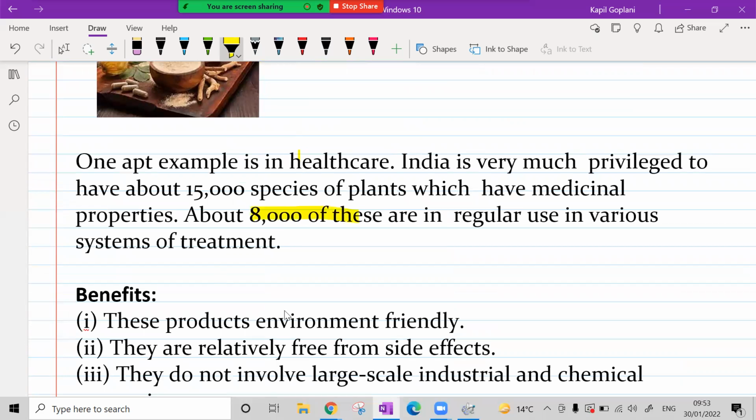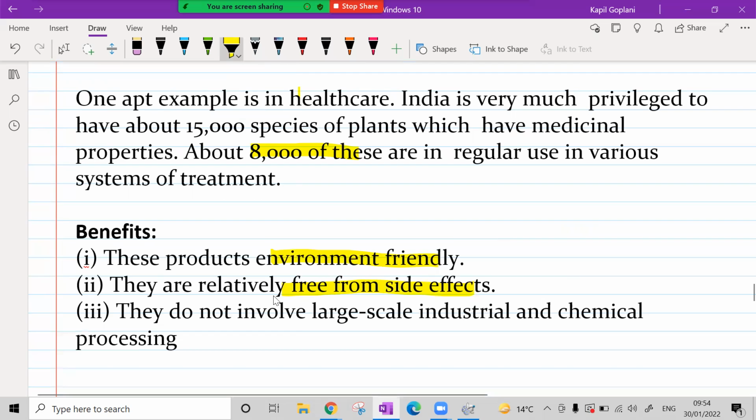Okay, what is the advantage? First advantage is, if you see Ayurveda, it is environmentally friendly. There is no chemical. Second, they are relatively free from side effects. That's why, in that previous chapter, I told you about Ayush. You remember the system of Ayush? Ayurveda, Yoga, Unani. Yes, sir. So that is the benefit associated. And they do not involve large scale industrial chemical processing. So that is another benefit.